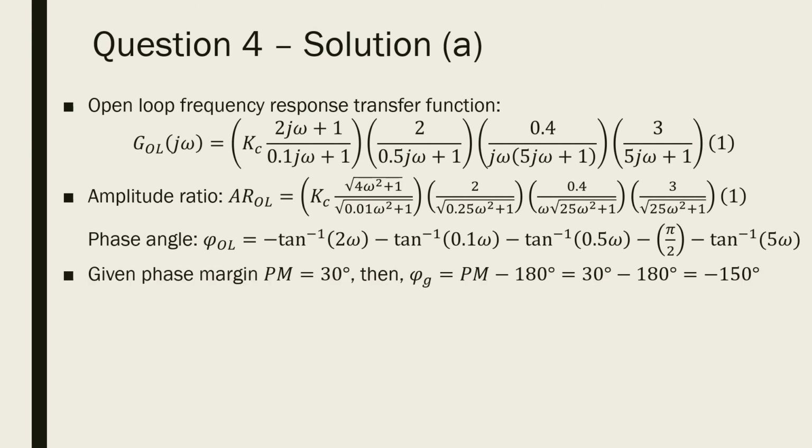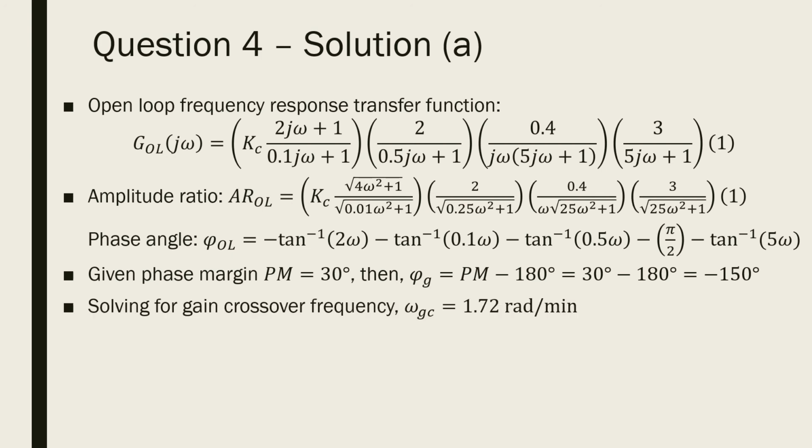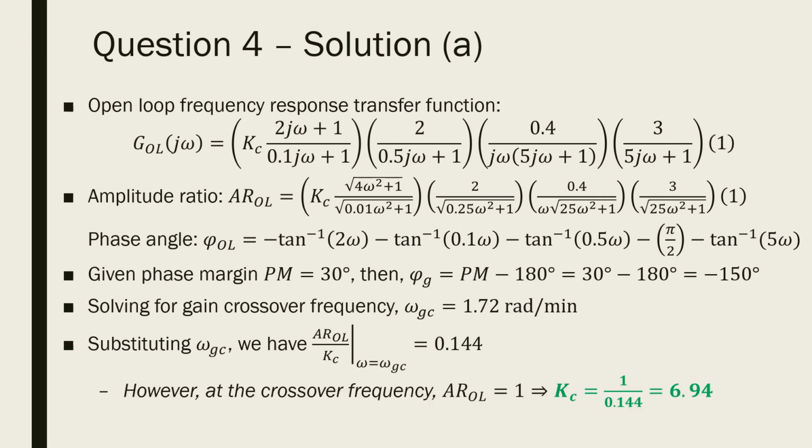Given the phase margin of 30 degrees, the phase angle at gain crossover frequency is calculated as minus 150 degrees. This gives us a gain crossover frequency of 1.72 radians per minute. Upon substituting this gain crossover frequency into the ratio AR_OL over Kc, we get a value of 0.144. However, since we know that at gain crossover frequency, the amplitude ratio of open loop equals 1, we get a value of Kc equals 6.94.